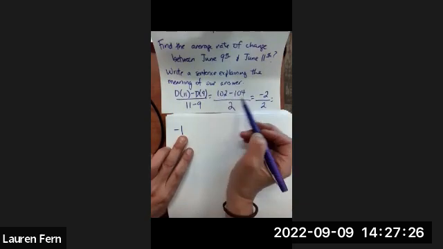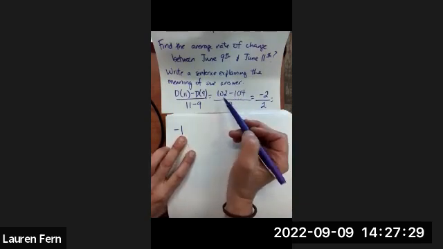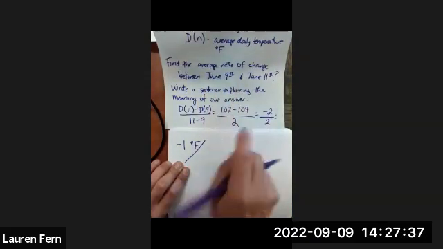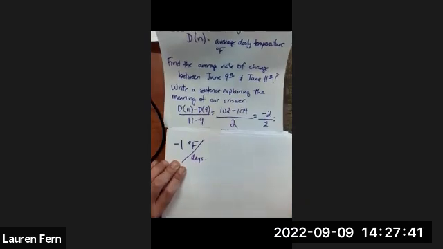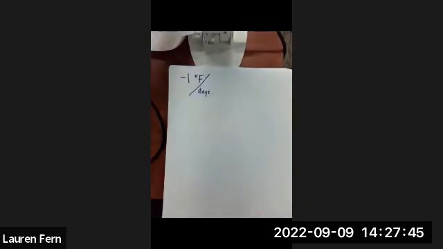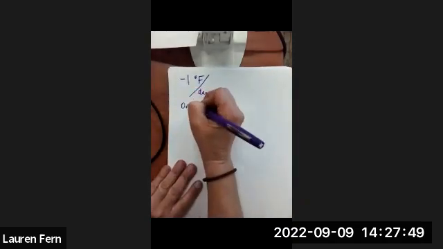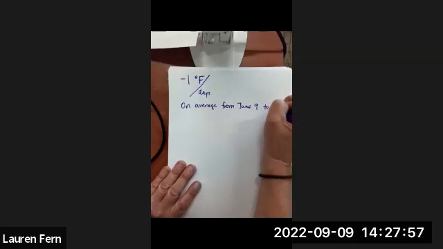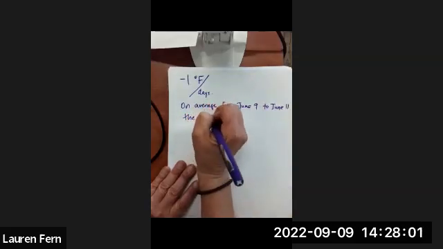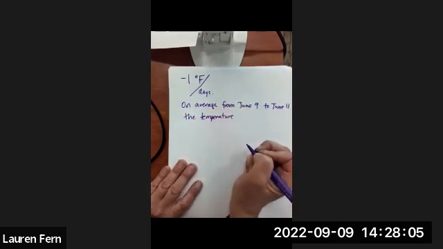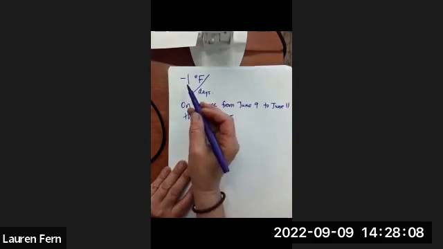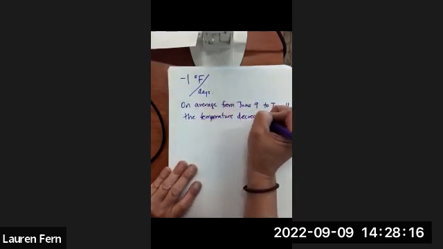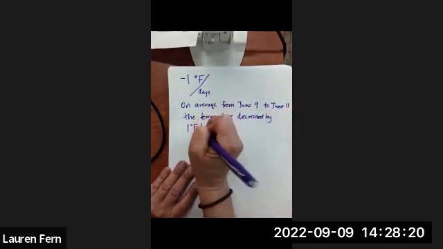But let's add units in. What are the units of my numerator? Yeah, degrees Fahrenheit. And what are the units of my denominator? Isn't it days? Days in June. You got it. So what is this saying? What this is saying in practice is, on average, from June 9th to June 11th, the temperature, did it increase or decrease? It decreased. How do we know it decreased? Because it's negative. The temperature decreased by 1 degree Fahrenheit per day.